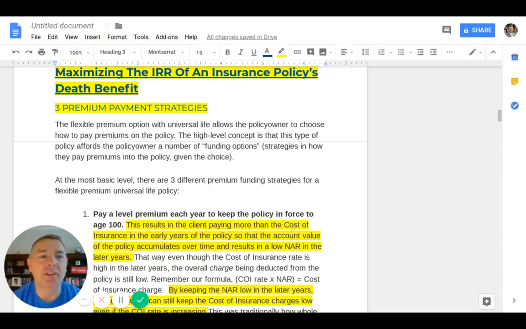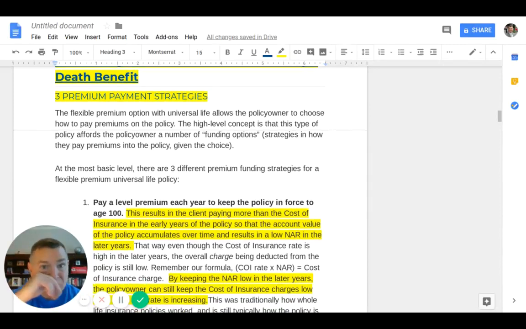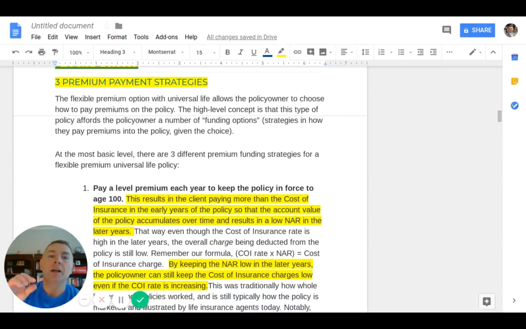All right, so 3 payment strategies, all right, 3 ways to make premium payments. The flexible premium option of the universal life insurance allows a policy owner to choose how to pay premiums on the policy. The high-level concept is that this type of policy affords the policy owner a number of funding options, i.e.